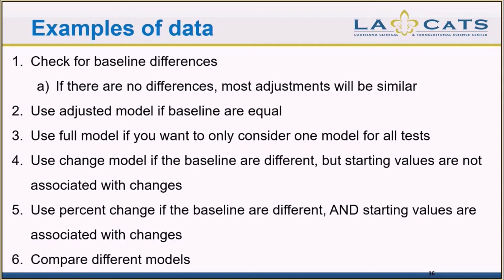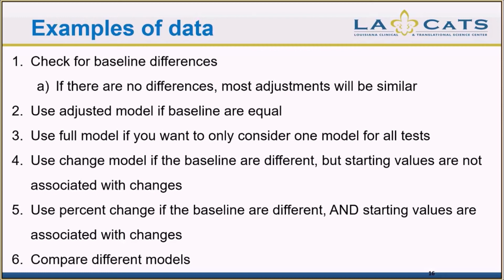The second step would be to use the adjusted model if the baselines are equal. That's the simplest model to use. Most people understand that. That's just one step more advanced than a t-test at the second time point. So that's probably the best one to use if the baselines are equal.